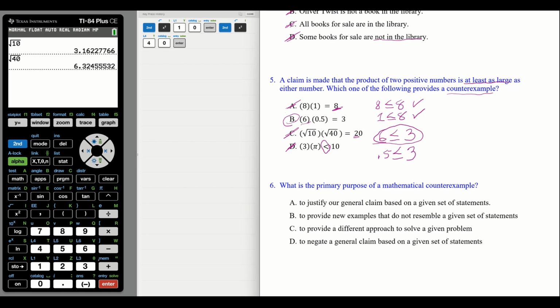Okay, so A, to justify our general claim based on a given set of statements. That's not what we're doing. B, to provide new examples. Nope, that's not what we're doing up here on number 5. C, to provide a different approach to solve a given problem. No, that's not what we're doing. D, to negate a general statement based on a given set of statements. Yes. We're trying to show you're wrong, and that's exactly what we did.